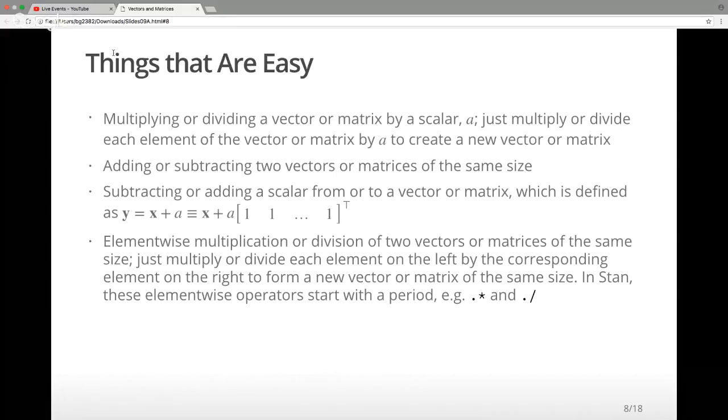You use the star to indicate either scalar multiplication or element-wise multiplication, and if you want to do matrix multiplication, you have to use a different symbol: percent sign, asterisk, percent sign. So that's a little bit switched in the way it's done in R versus Stan.